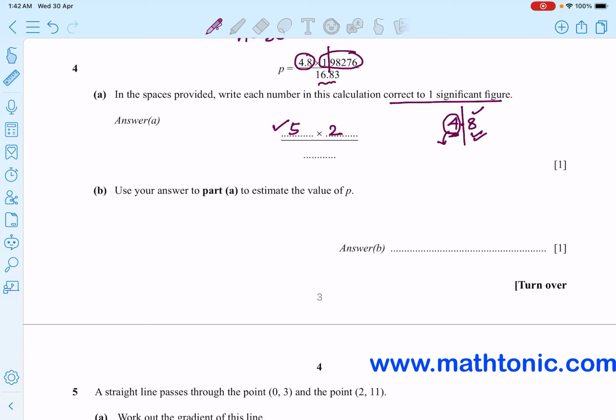This is 16.83. So one significant figure means I'll stop here. This will be 20. Did you understand? Because 16.83, I have to stop here. That means the next digit is more than 5, so it will be 20. Got it? So 20. If I try to simplify, this will be 10 over 20, that equals 1 over 2, or we can write it as 0.5 also. Did you understand clearly everyone?